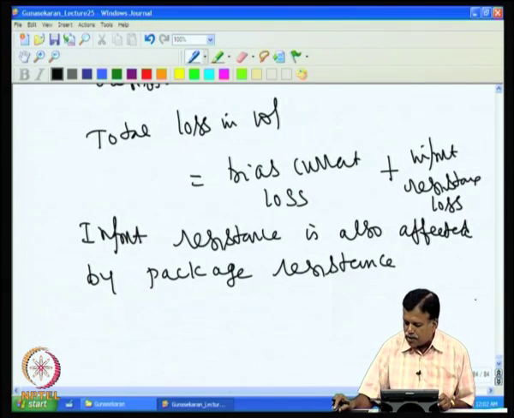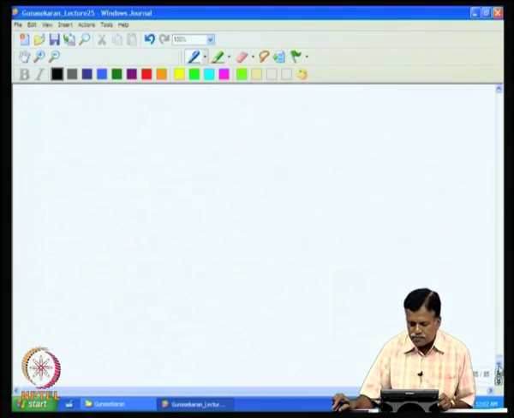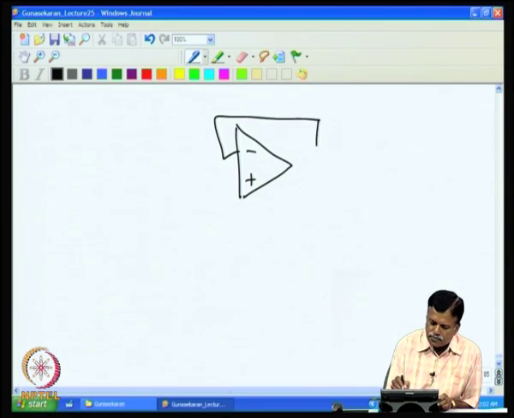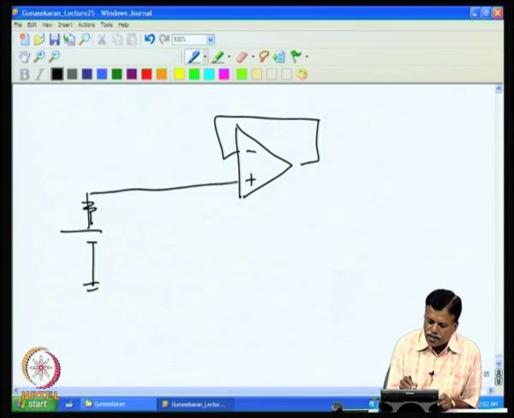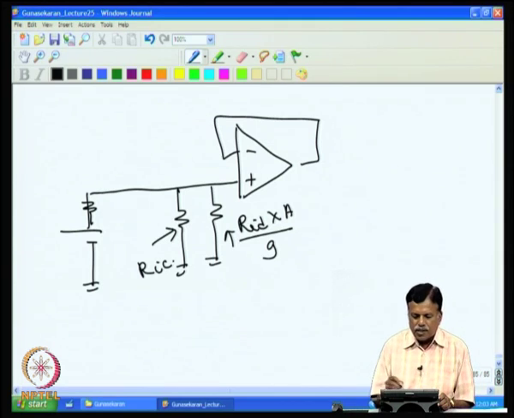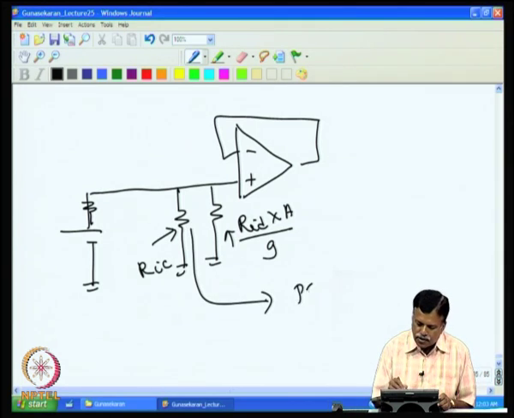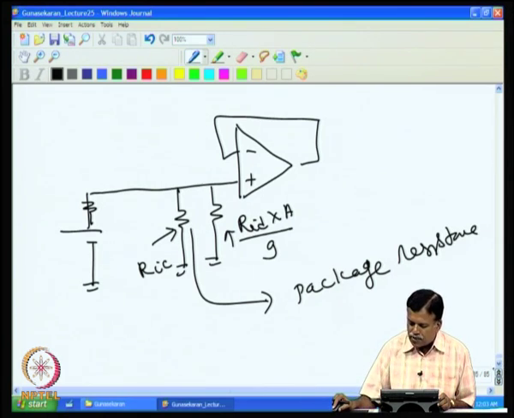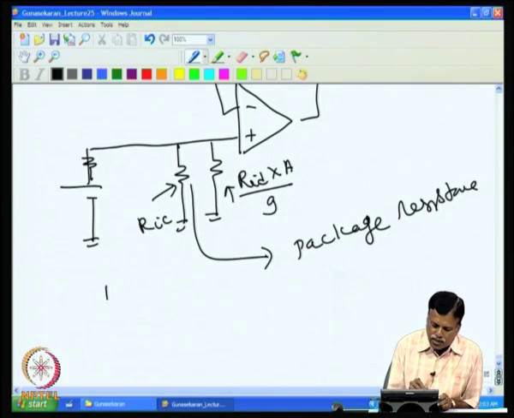That is, if I draw the equivalent circuit, it looks like this: you have the input voltage with its internal resistance, then we have RID into A by G, that is this. Then there is a package resistance which is called RIC, the common resistance. This resistance comes due to the package. Package resistance is constant, it is not changing.